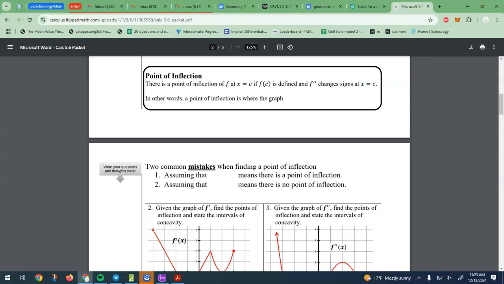F double prime changes signs. It does have to be defined, so it can't be a vertical asymptote. Then this would be switches.